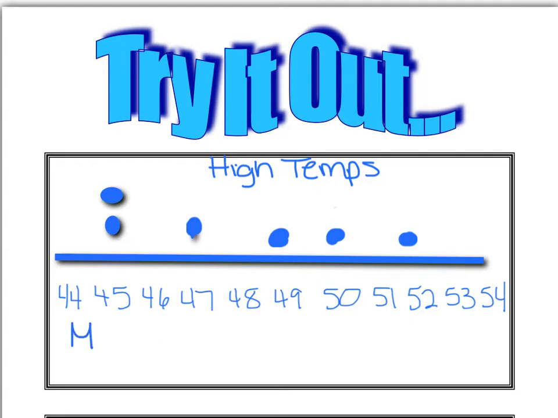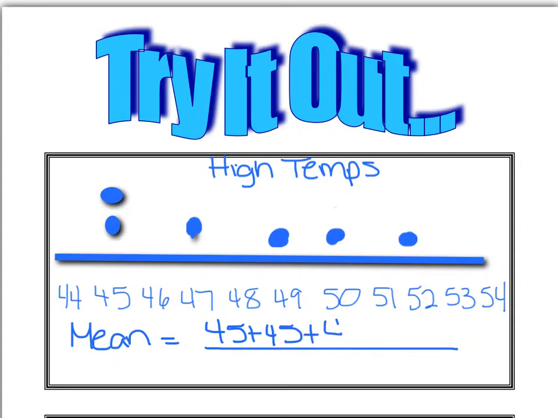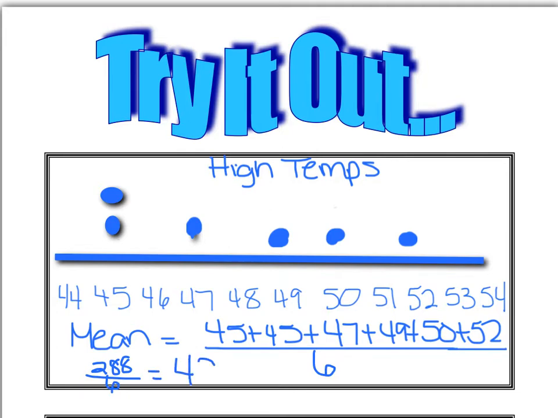In order to calculate the mean, we want the sum of all the data. So let's put that in here. We have two 45s, right, because there's two dots. A 47, a 49, a 50, and a 52. And then we have to divide it by 1, 2, 3, 4, 5, 6. Divide by 6. We will end up with 288 over 6. And if we divide that, we get 48 is our mean.